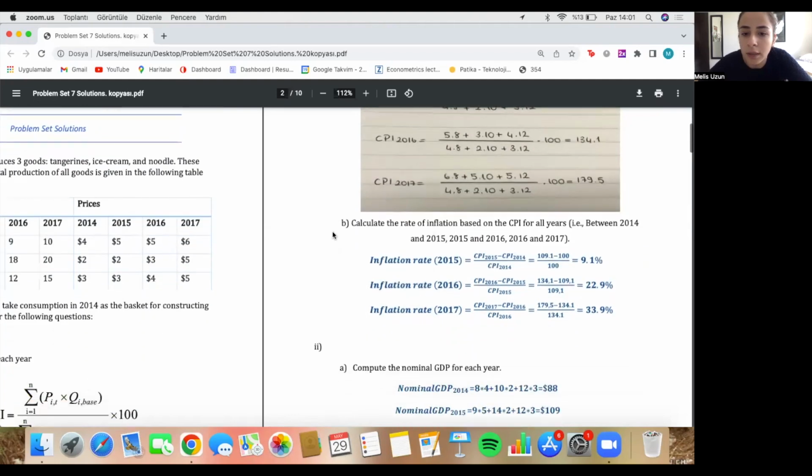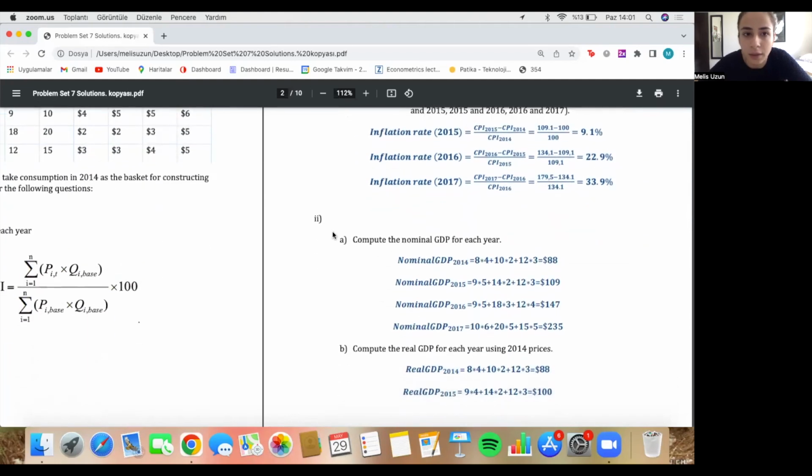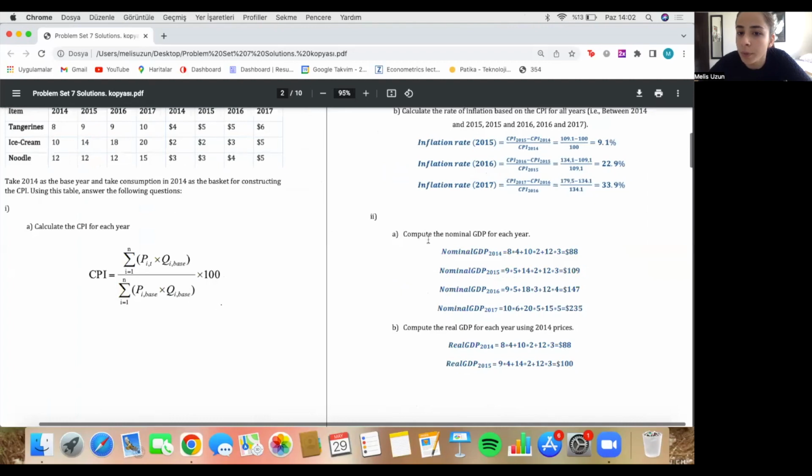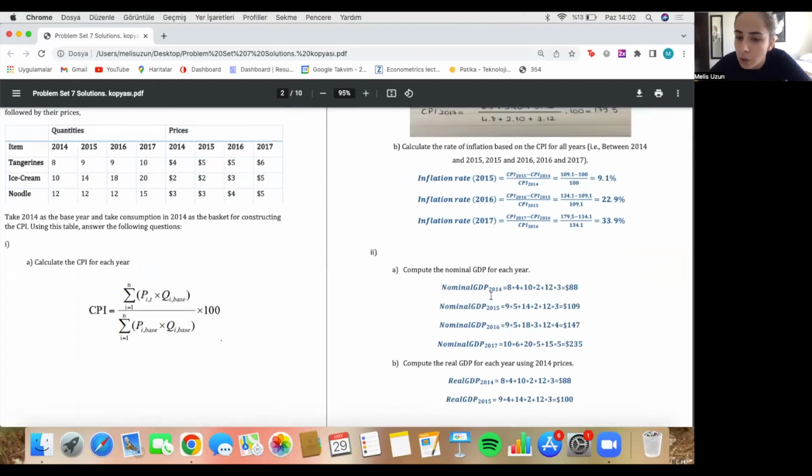So let's look at what the question asked in here. It asks us to compute the nominal GDP for each year. So how do we calculate nominal GDP? If it asks us for 2014, for example, we will multiply the prices and the quantities in 2014.